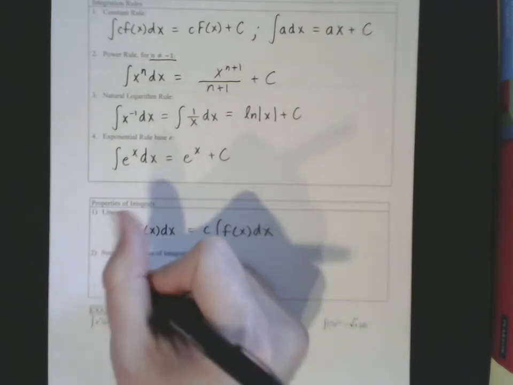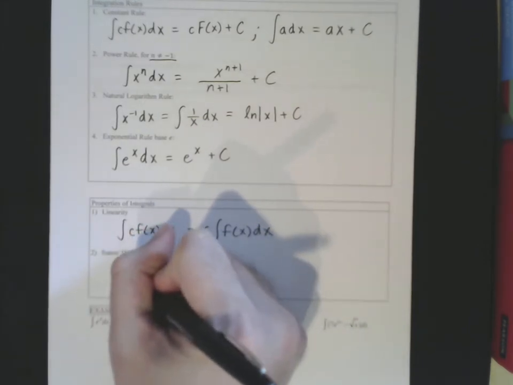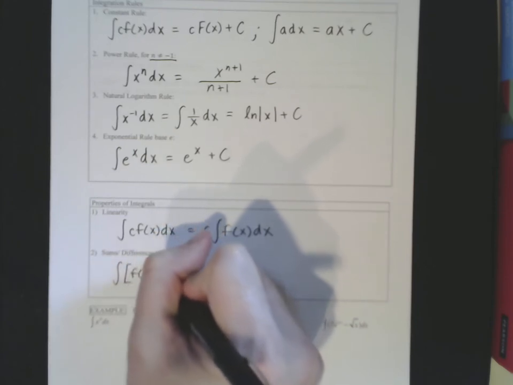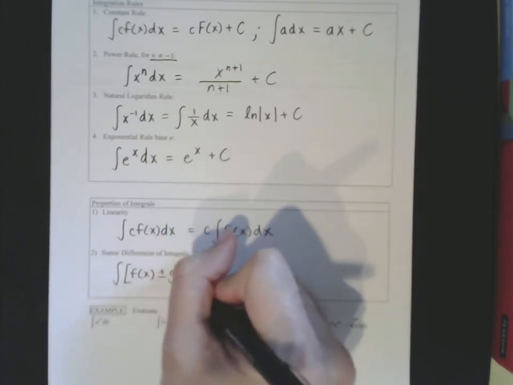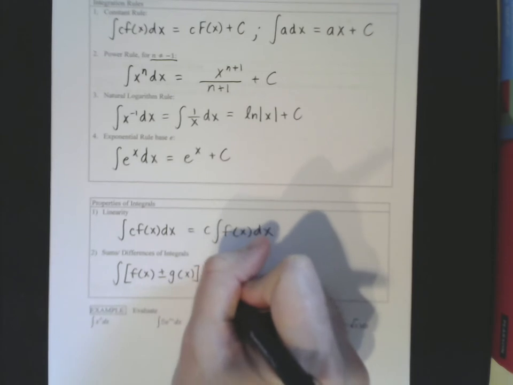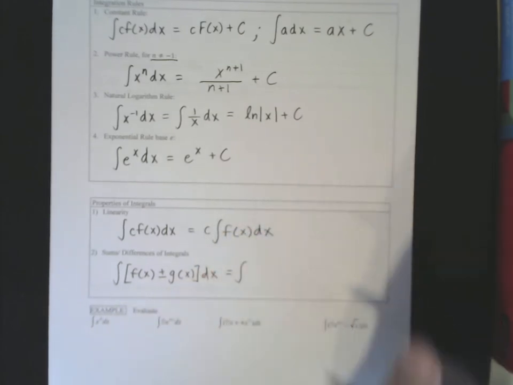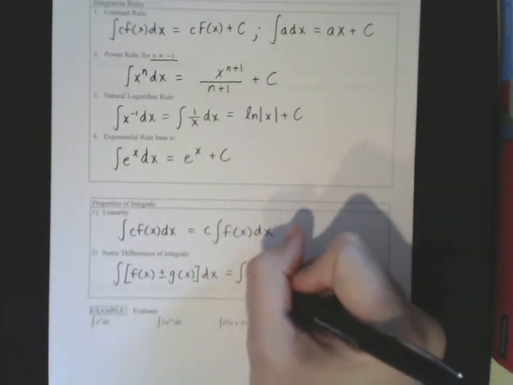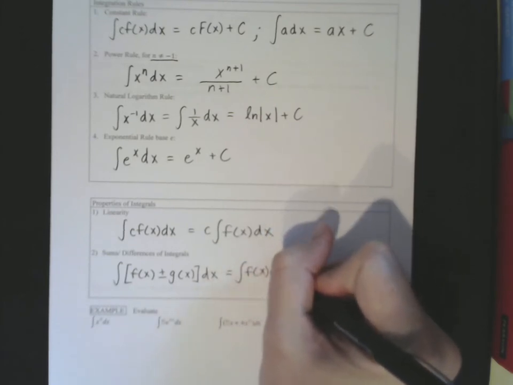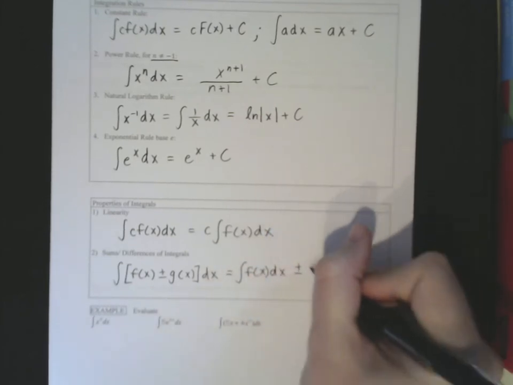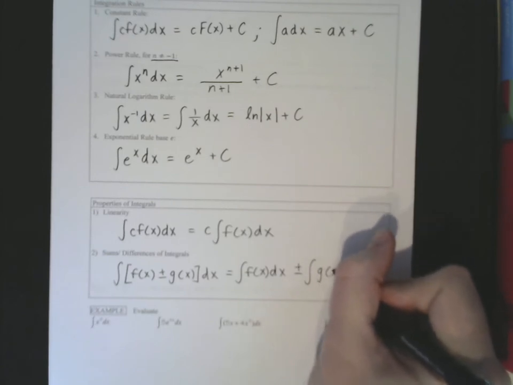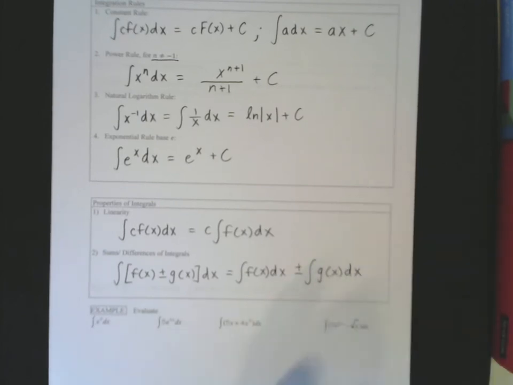And then sums and differences. If we have the integral of f of x plus or minus g of x dx, well, then we can evaluate these individually as the integral of f of x dx, plus or minus the integral of g of x dx. So obviously for this rule, plus goes to plus, minus goes to minus.